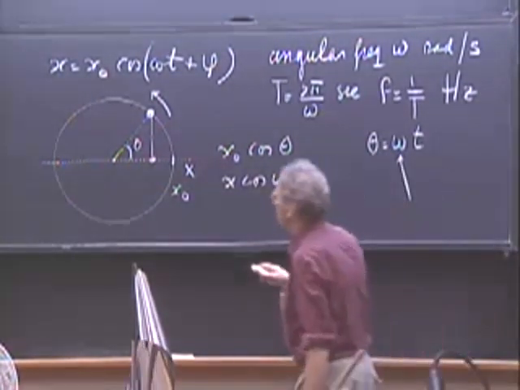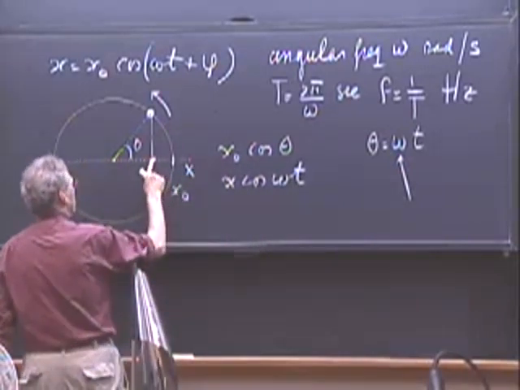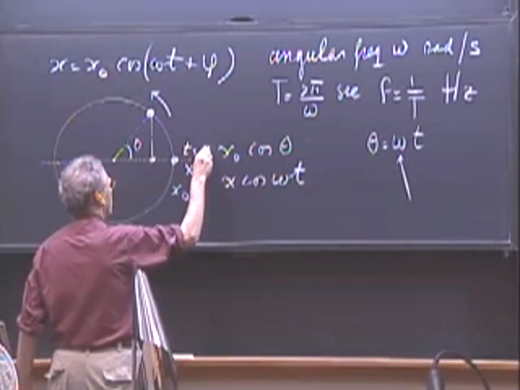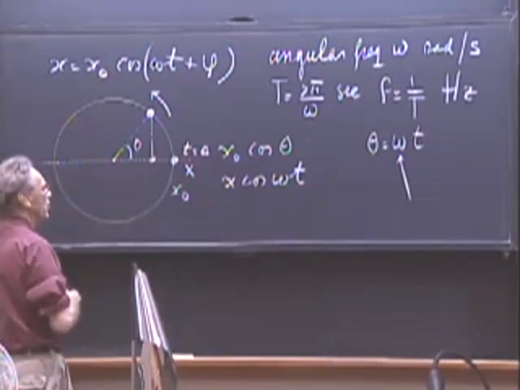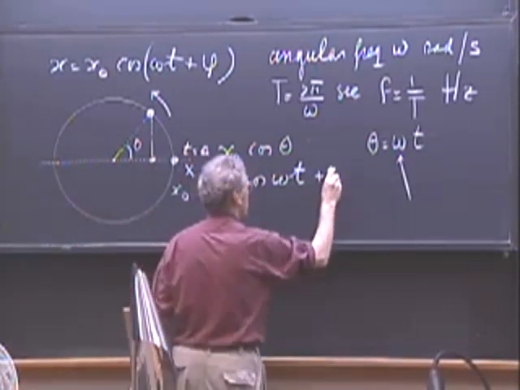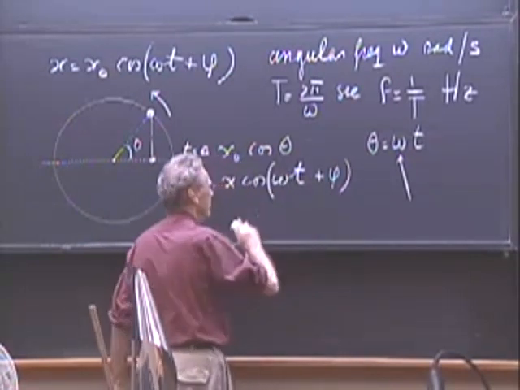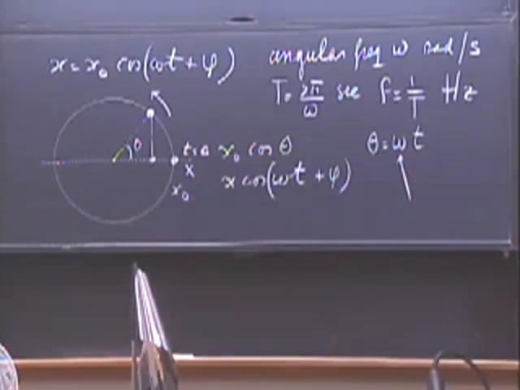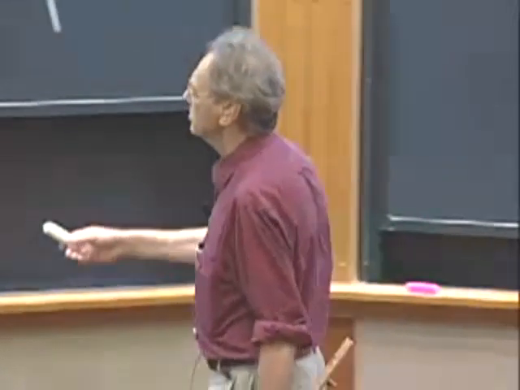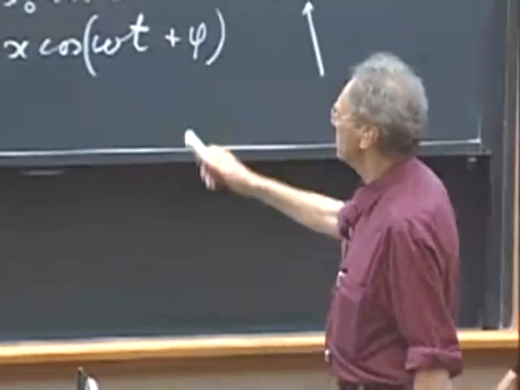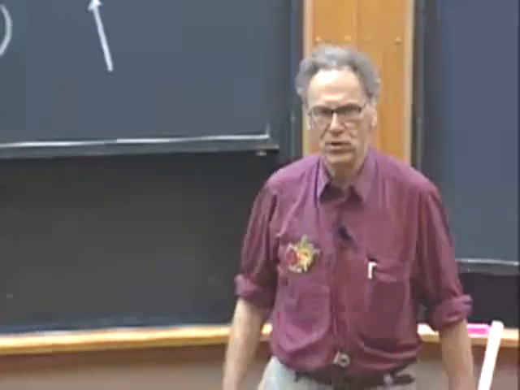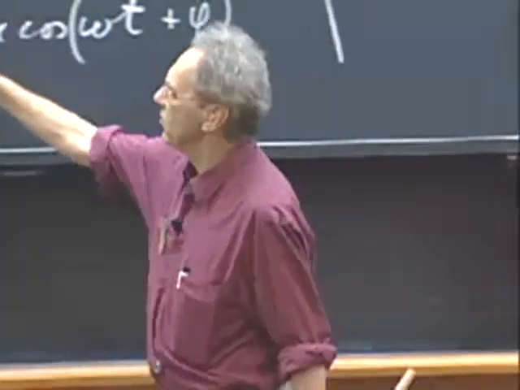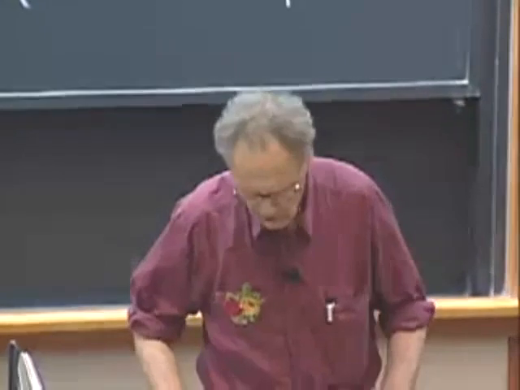I do not have to call the position t equals 0 here. I can choose t equals 0 anywhere along the circumference, and that introduces then a phase angle phi. We call that the initial condition. So x0 is the amplitude, omega is the angular frequency, and phi has to be adjusted so that at time t equals 0, you get the right angle, get the right position.